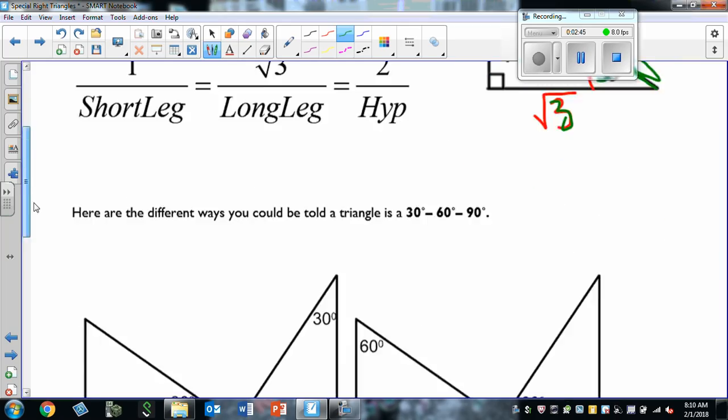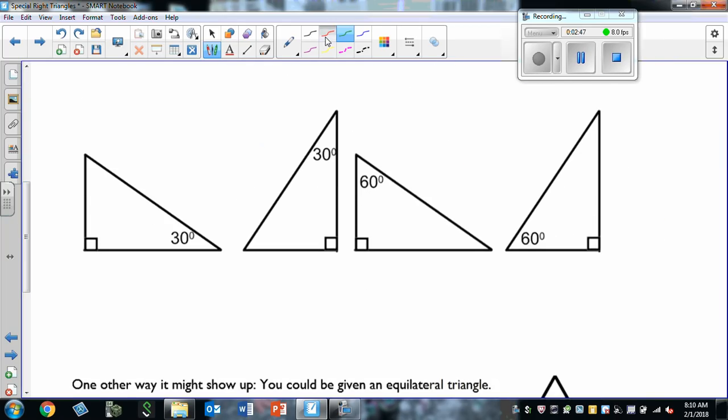Again, it's just memorizing. So if I was looking at this picture, I see my 30 is down here, which means this is 60. So I have 1. 2 has to go between 30 and 60, because again, 30 times 2 is 60, meaning this side's root 3. That's a lot of lines, so I don't recommend continuously doing that.